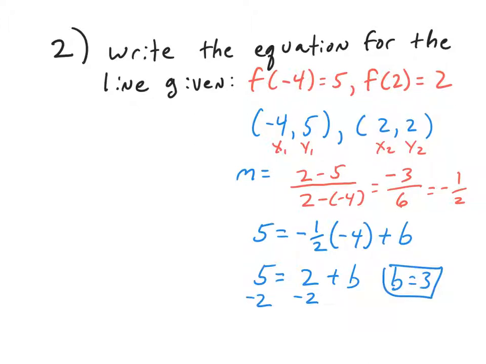So m is equal to -1/2, and b is 3. Then we can put it into our slope-intercept form. We'll get y equals -1/2 x plus 3.